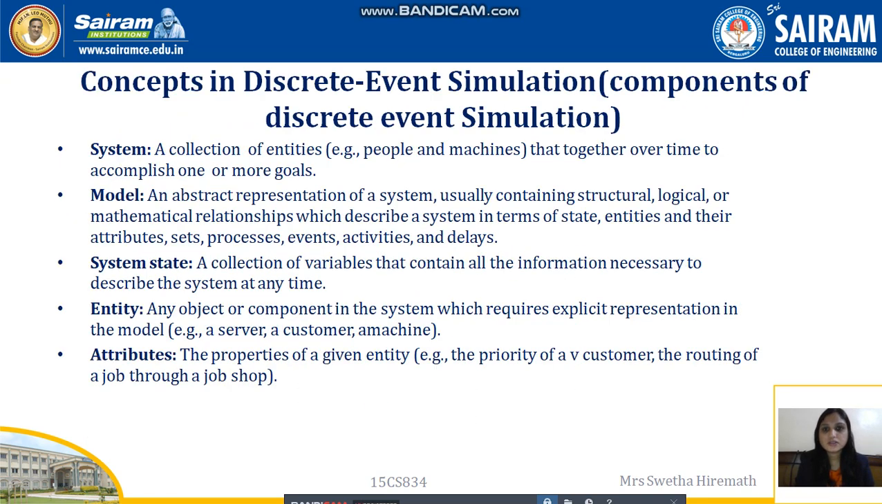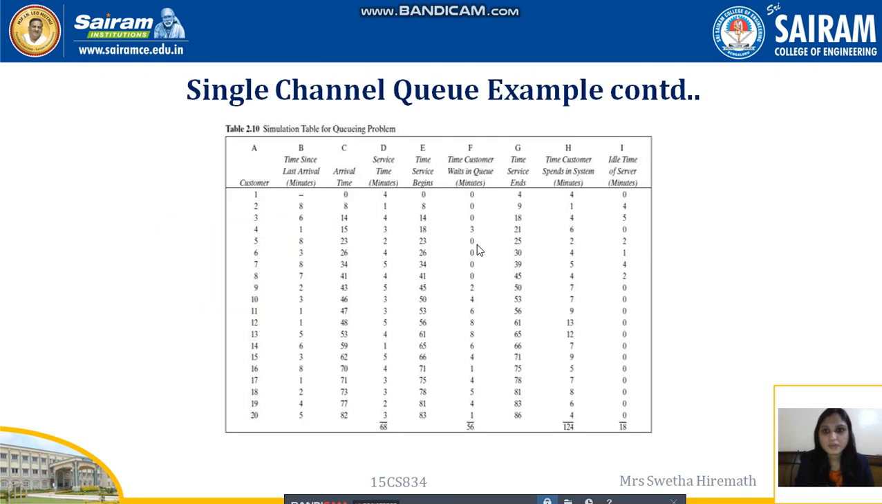So once we are completed with the simulation table, then we can check what is the average waiting time, what is the average arrival time, and what is the average service time, how much each and every customer has to wait in the queue, and what is the average waiting time of the customer, and all these values can be calculated with the help of the simulation table.